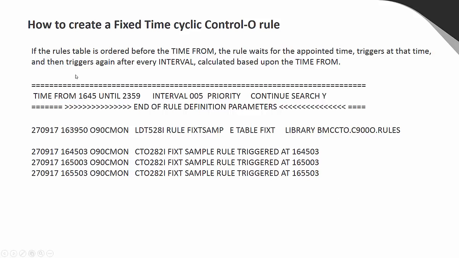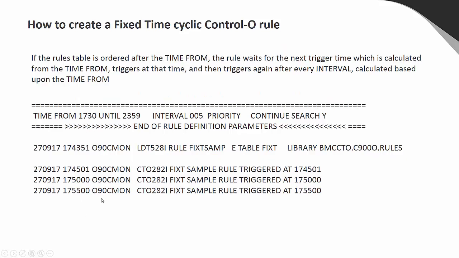In this particular scenario, if the rules table is ordered before the time from, the rule waits for the appointed time, triggers at that time, and then triggers again after every interval, calculated based upon the time from. You'll see that we ordered this rule at 1639, and then it fired at 1645, which was specified as the time from, and then every 5 minutes thereafter.